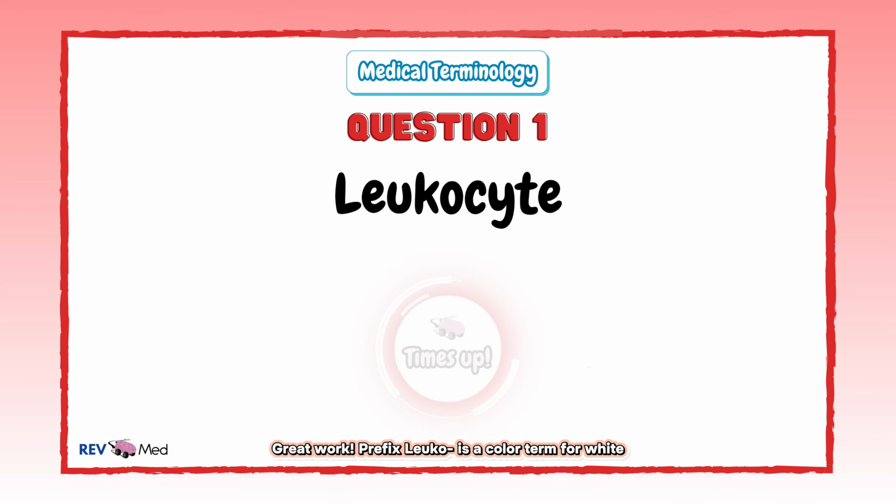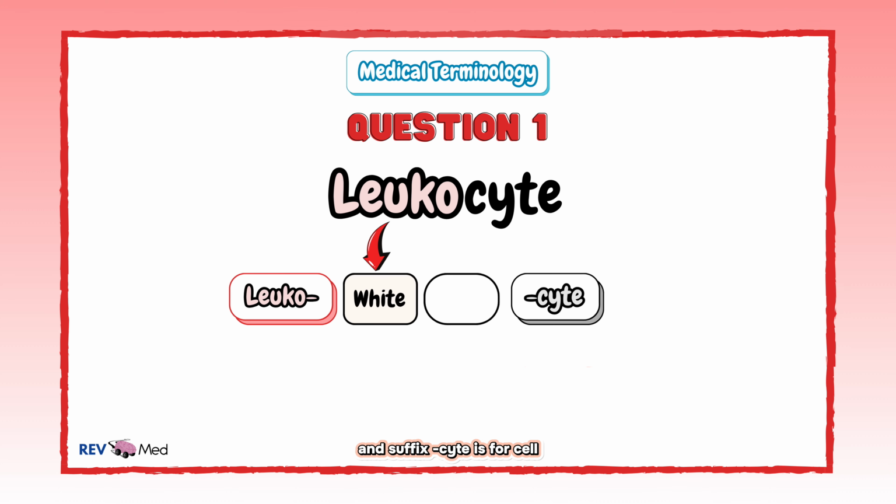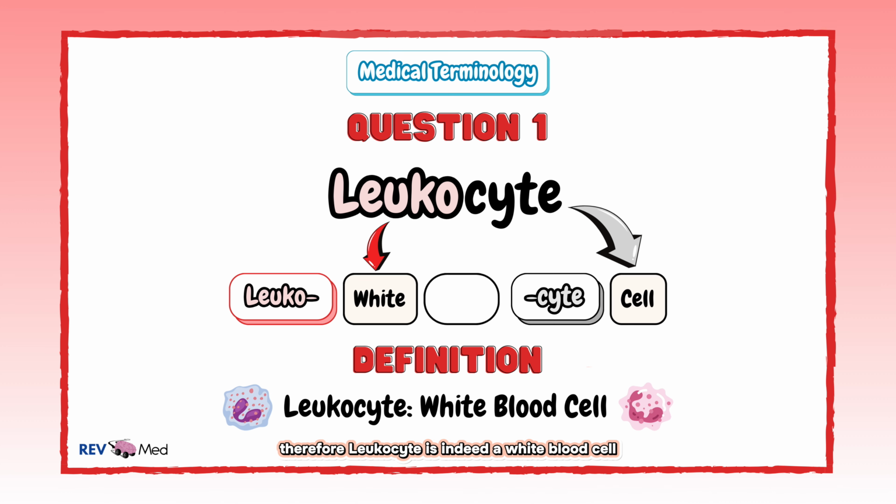Great work. Prefix leuko is a color term for white, and suffix cyte is for cell. Therefore, leukocyte is indeed a white blood cell.